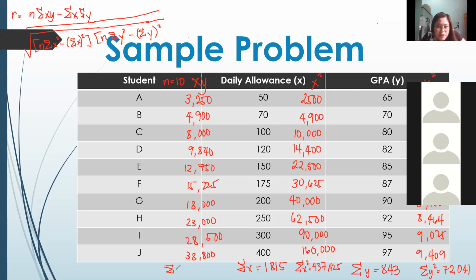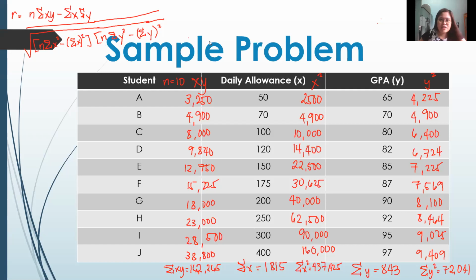So, our symbol is summation of XY, meaning we multiply the X and the Y. Let's check the answer. The summation for this is 162,265. Okay? So we are ready with the values we need.